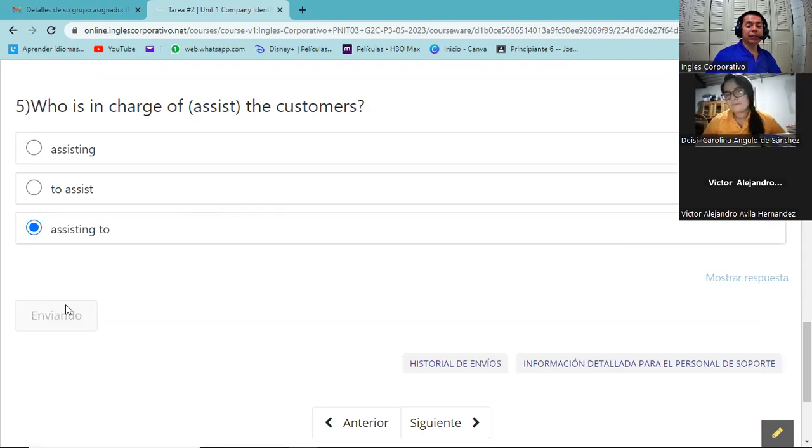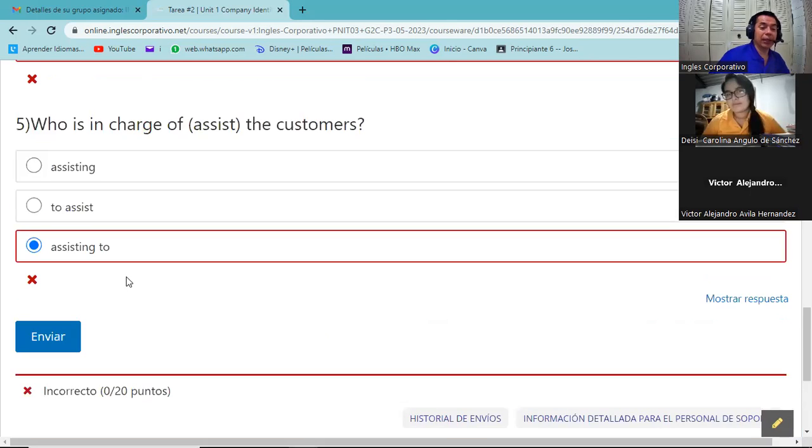Ahí está, ¿ves? Le voy a enviar. Y me lo pone malo, mire. Quiere decir que no lleva la preposición to. Only assisting. No le podría decir, no le podría dar la respuesta. Ok, pero ahí usted llega a su conclusión, ¿verdad? Pero entonces la pregunta es, ¿quién es el encargado o quién está a cargo de ayudar o de asistir a los clientes? Yo por eso pensé en assisting to the customer.